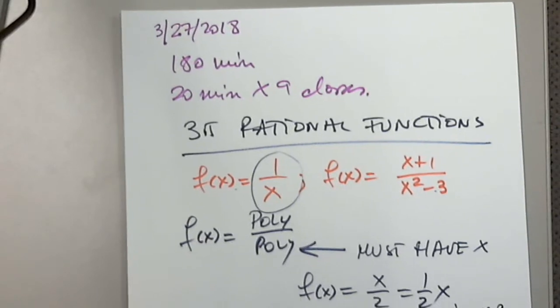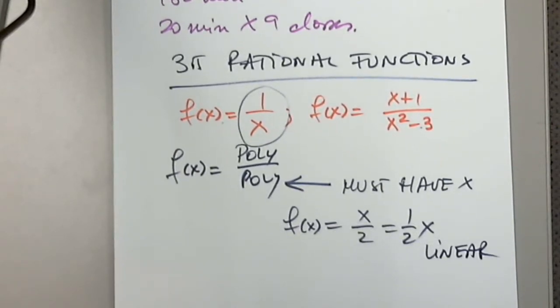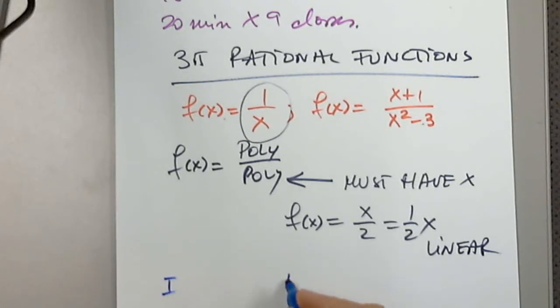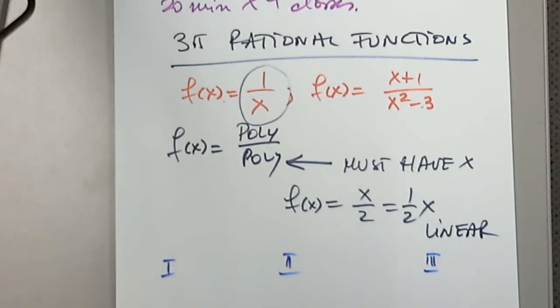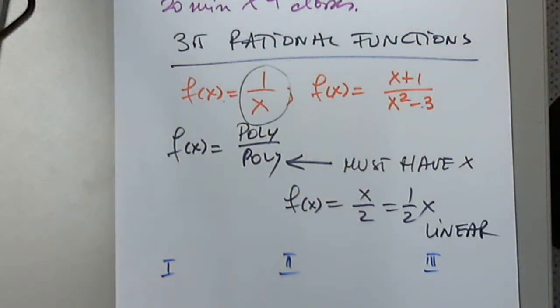I separated all rational functions into 3 categories. Category 1, category 2, category 3. Type 1, type 2, type 3. You will not see them divided up like that in your book or other books. I had to separate them so that I have a communication with my students and they understand what I'm talking about, because they are different.